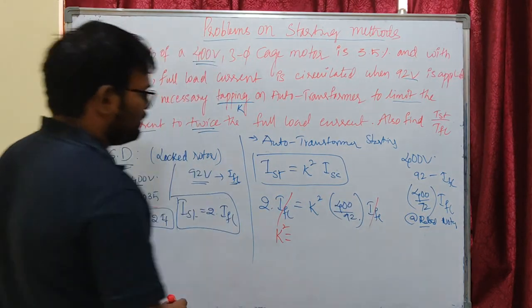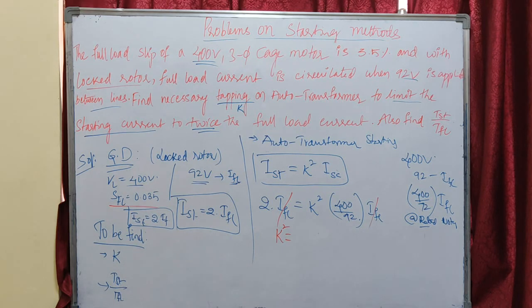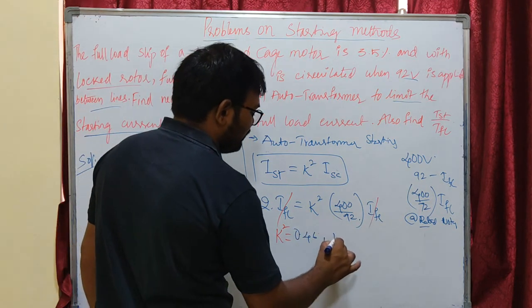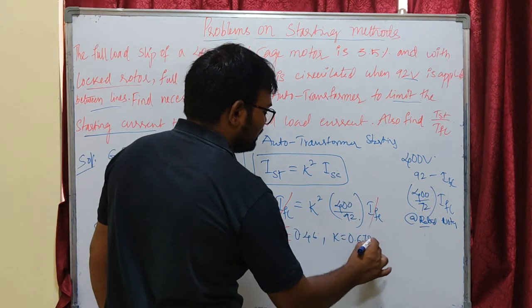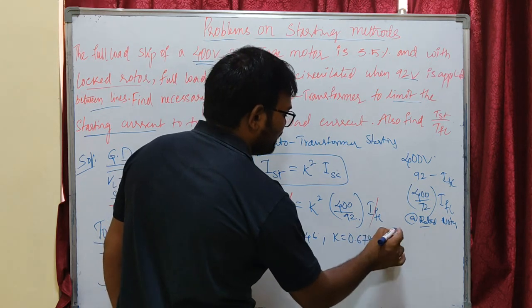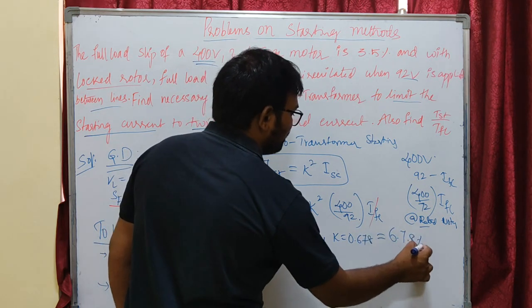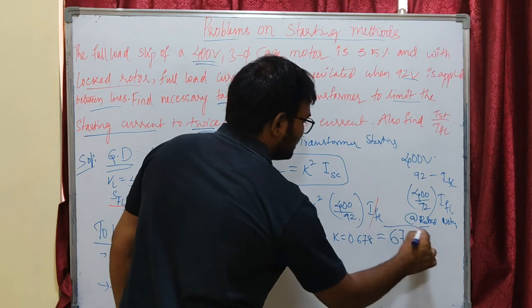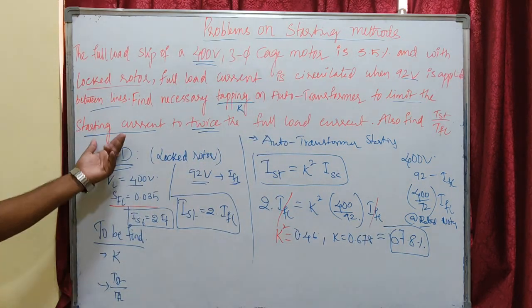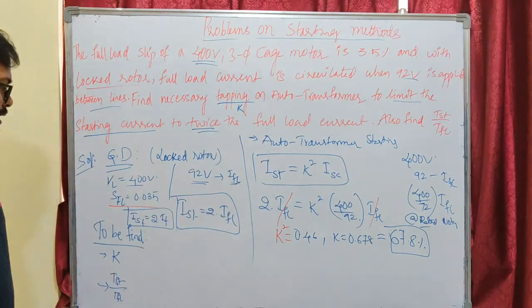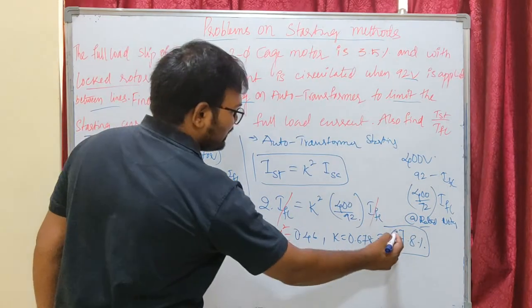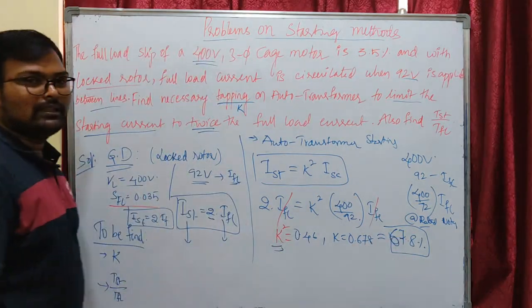K square equal to, what is the value? K square equal to 0.46, so K equals 0.678, that is 67.8%. So 67.8% of tapping is required to limit the starting current to twice the full load current. In order to limit the starting current to 2 times the full load current only, we have to make the tapping on the auto transformer equal to 67.8%.